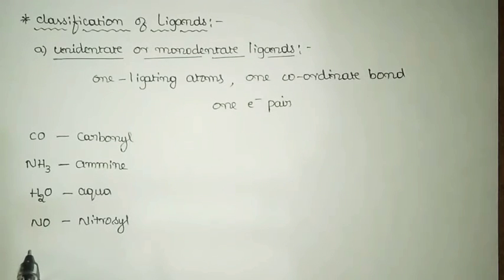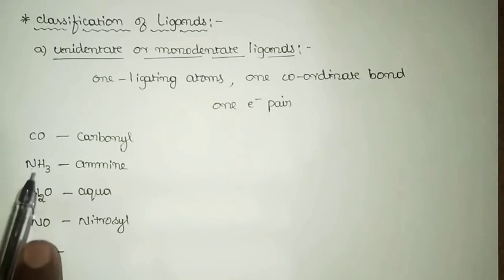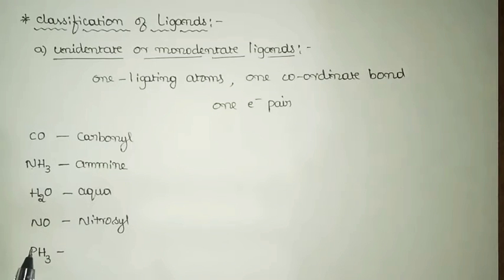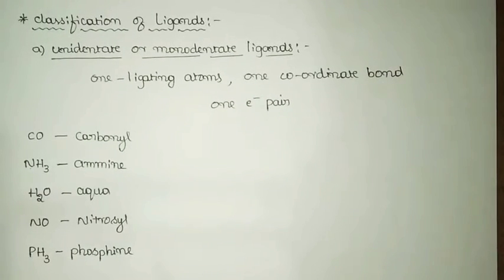And PH3. In place of nitrogen we have phosphorus. Like nitrogen, on phosphorus also there is one lone pair of electrons that will be donated to the central metal ion, and this will be called phosphine.